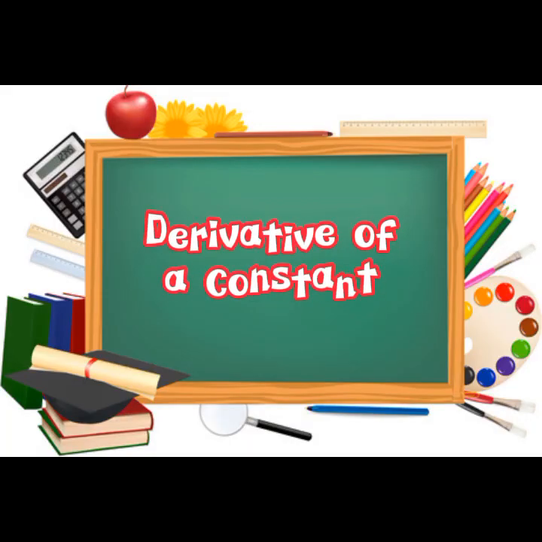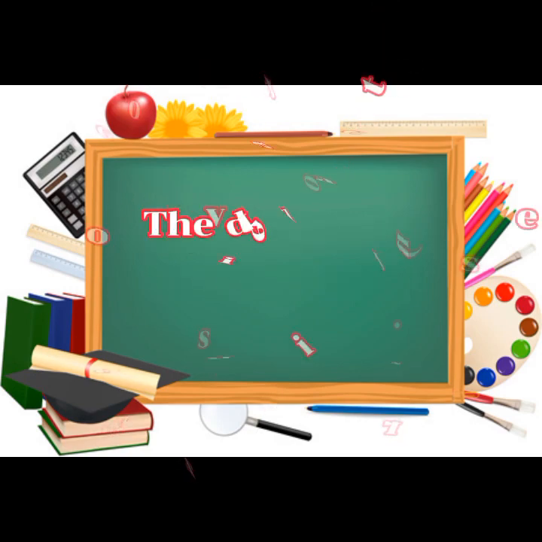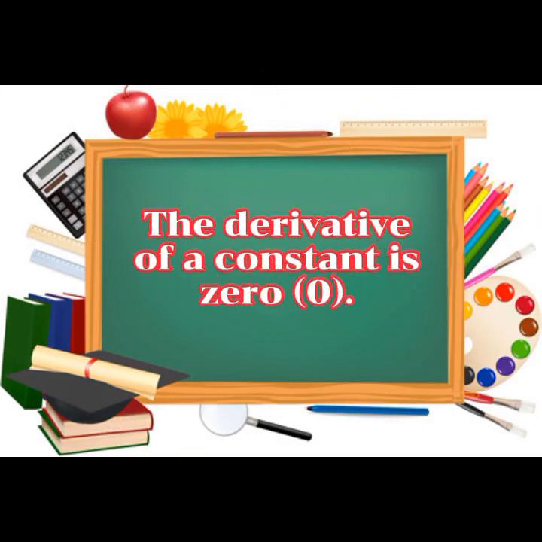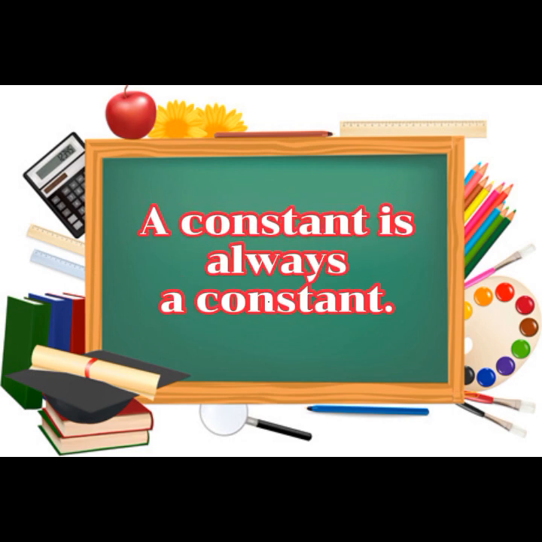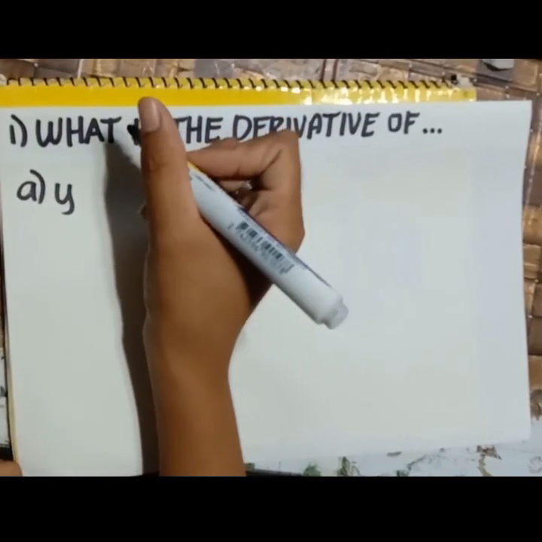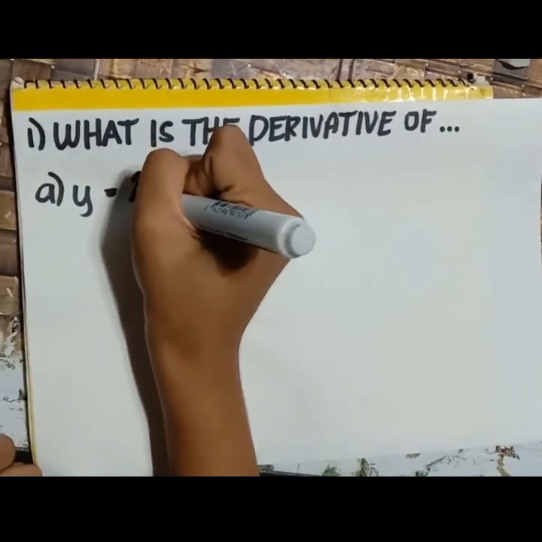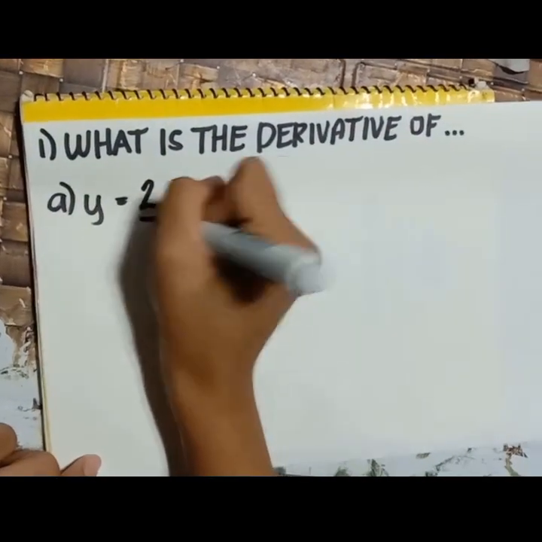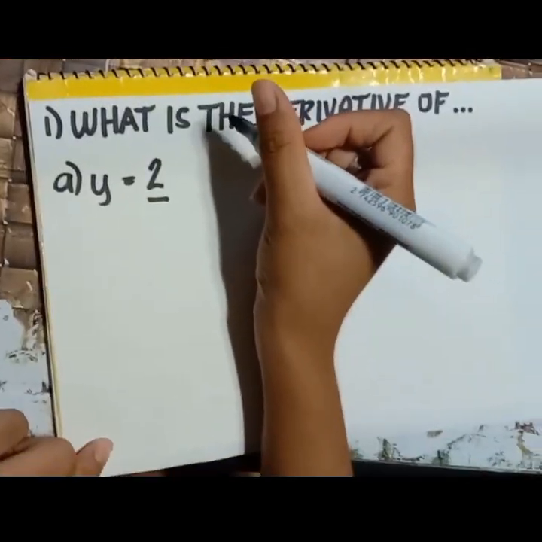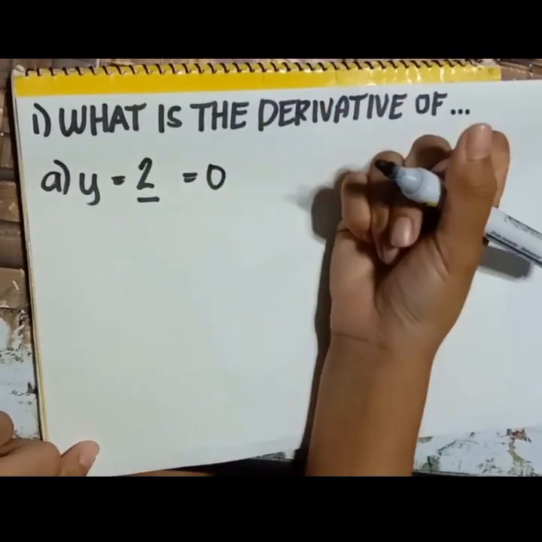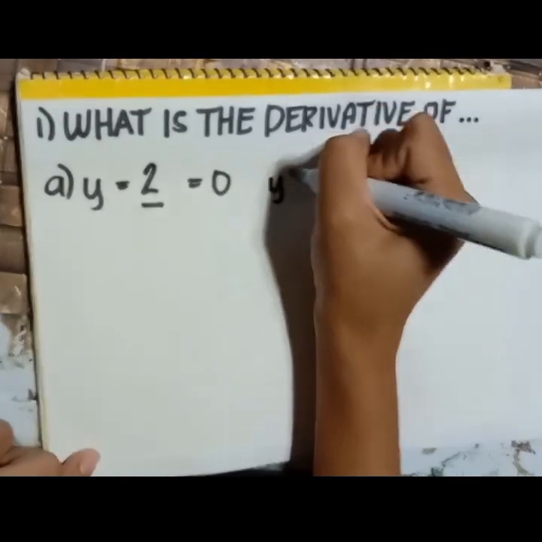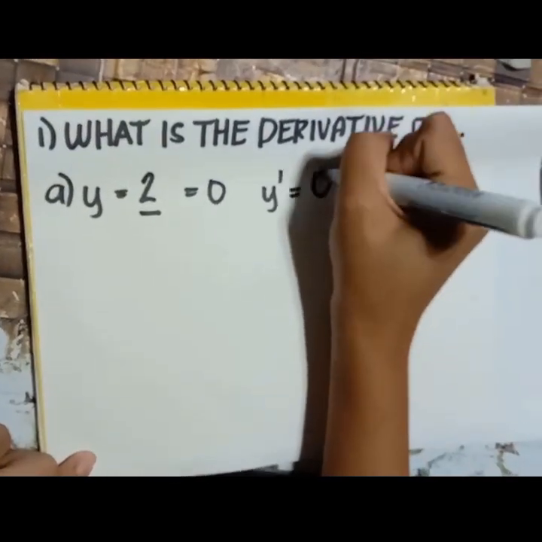First is the derivative of a constant. The derivative of a constant is 0. A constant remains constant irrespective of any change to any variable in the function. A constant is always a constant, and it is independent of any other values existing in a particular equation. What is the derivative of y is equal to 2? Since 2 is a constant, its derivative is equal to 0. In symbols, y prime is equal to 0.